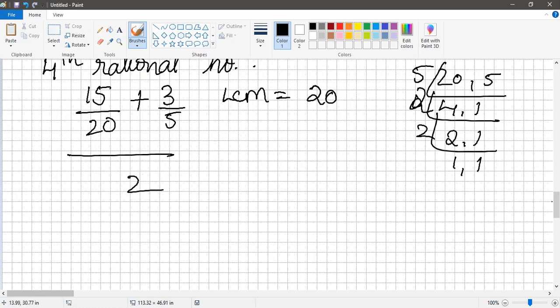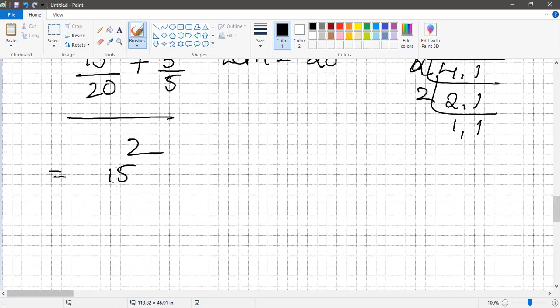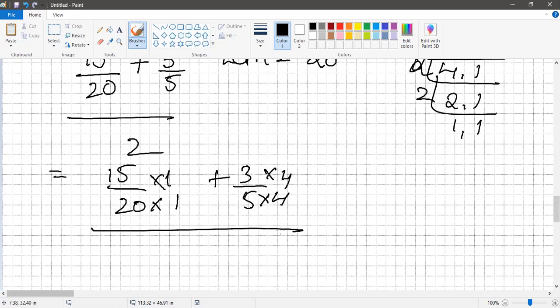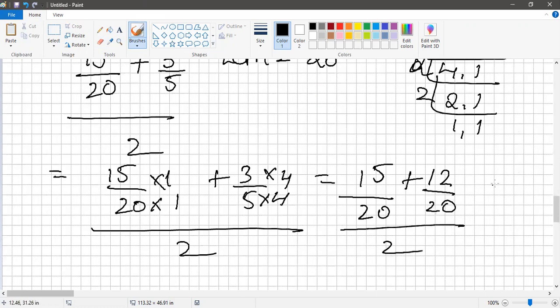So that means next step is 15 by 20 into 20 is LCM. That means here it is 1 plus 3 by 5 into 4, 4 by 2. So this is nothing but 15 by 20 plus 12, yes, 4 threes are 12, 12 by 20 by 2. Okay, so 15 plus 12 is how much? 27 by 20. I'm just quickly solving it here. Actually, I'm not going to go into detailed explanation.